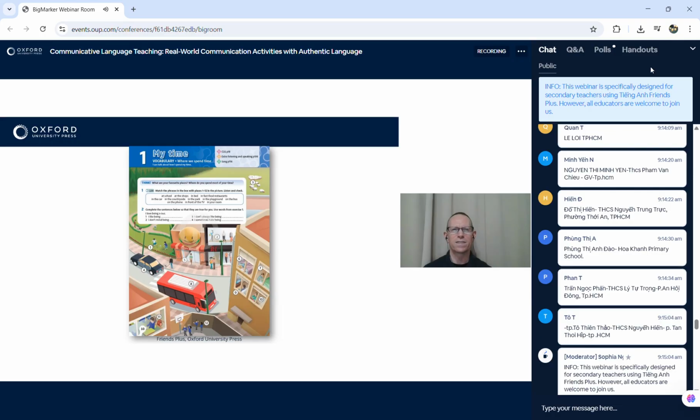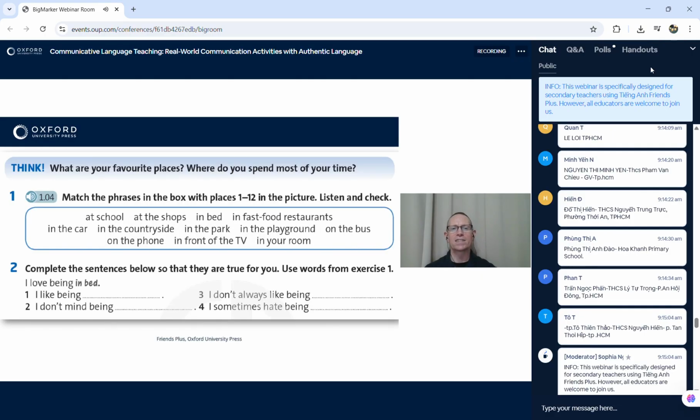And in Unit 1, the theme is My Time. So it's a very useful unit to prepare students to talk about themselves, their everyday lives, hobbies, likes and dislikes, etc. Many units in Friends Plus start with vocabulary activities in which students have a vocabulary group and then some useful sentence stems to help them personalize the language and talk about their everyday lives.